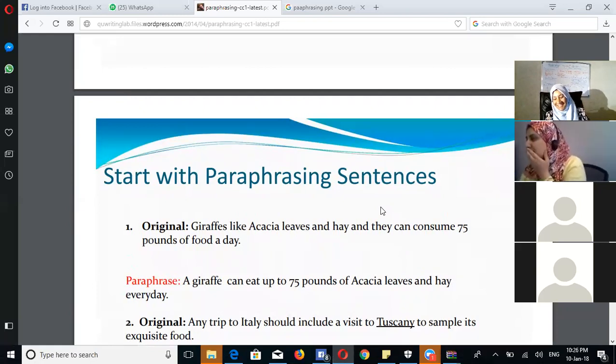Is it right? From where did you get this word, recommendation? Say the sentence as I understand it. Tuscany is a place.